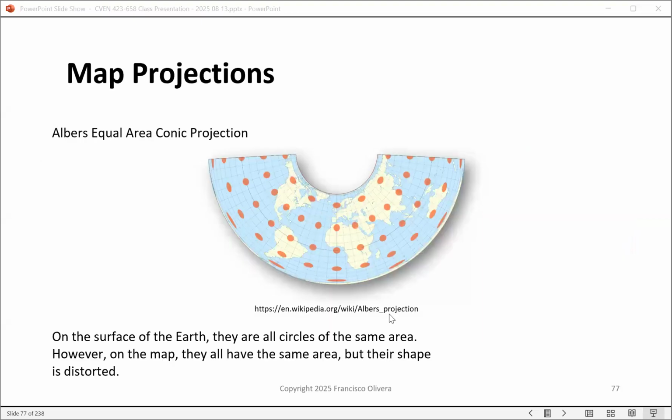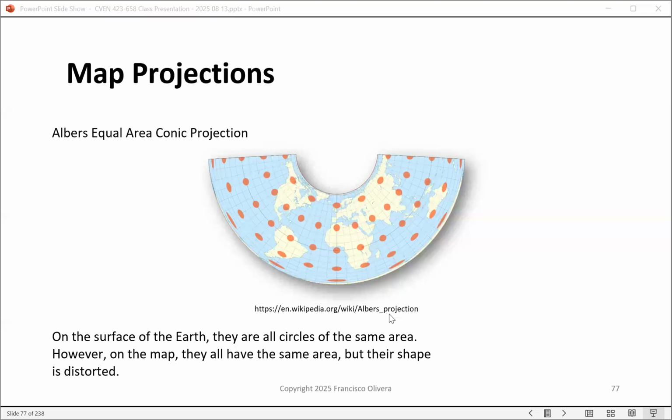These are examples of projections. This is an Albers equal area conic projection. So it comes from a cone, and it's an equal area. That means that all the areas are preserved. For example, all these orange ellipses that you can see on this map, all these orange shapes were circles on the surface of the Earth. They were all circles, and they were all the same size.